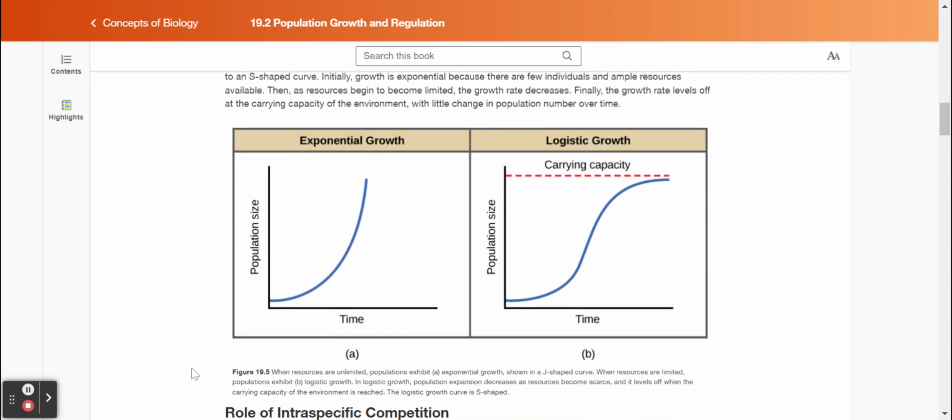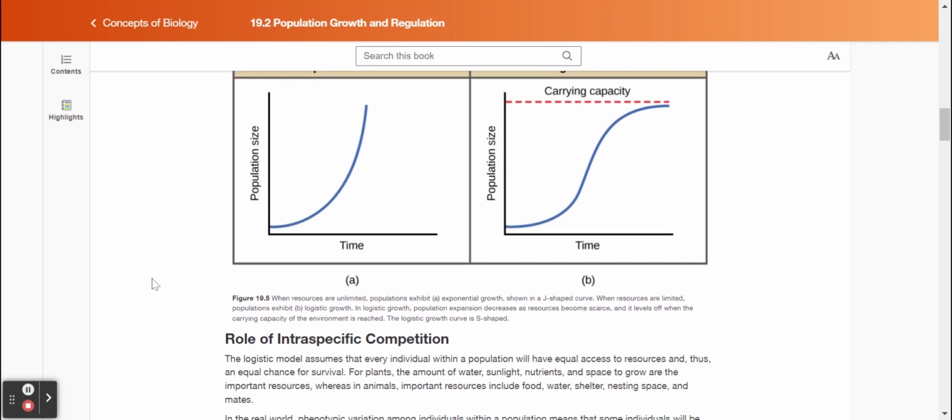Figure 19.5. When resources are unlimited, populations exhibit exponential growth, shown in a J-shaped curve, A on the left. When resources are limited, populations exhibit logistic growth, shown in B on the right. In logistic growth, population expansion decreases as resources become scarce, and it levels off when the carrying capacity of the environment is reached. The logistic growth curve is S-shaped.